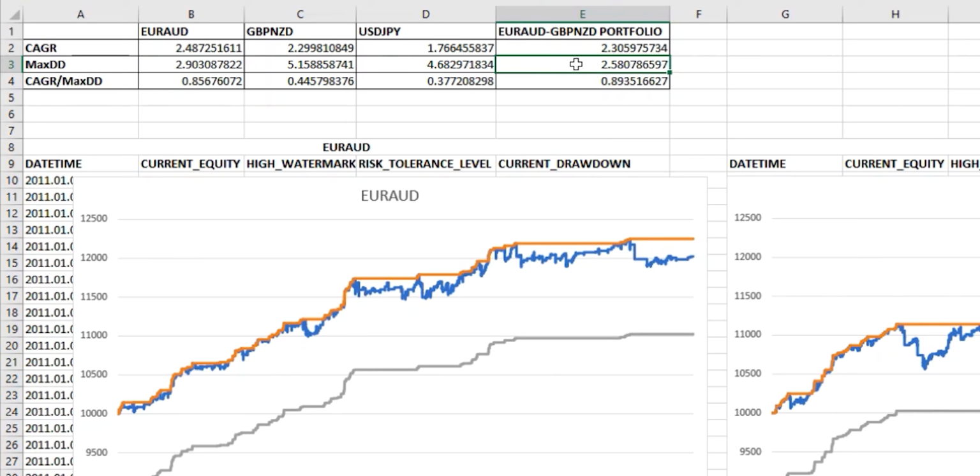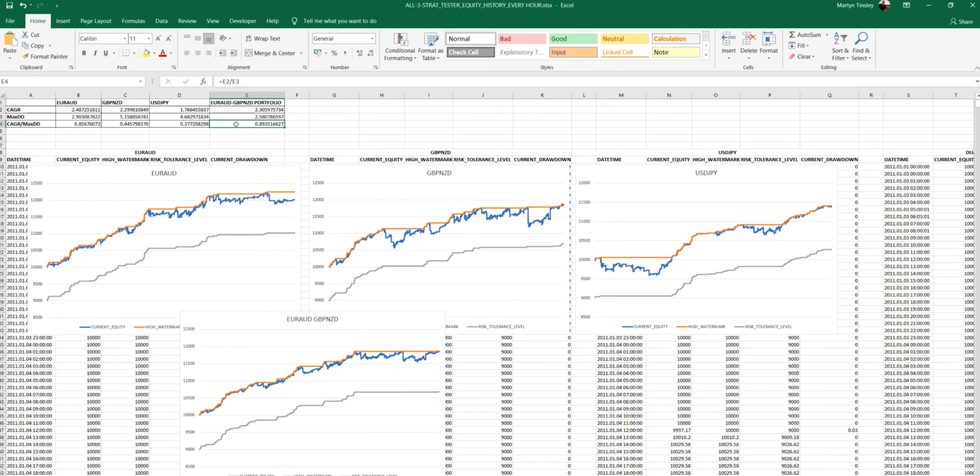It's now 2.58%. And now by combining those figures with the compound annual growth rate gives us a reward risk-based measure. And we can see it was 0.85 for Euro Aussie and 0.44 for Pound New Zealand dollar, and overall that's increased to 0.89. So again, we're going in the right direction. But let's not stop there. Let's now add in dollar yen also.